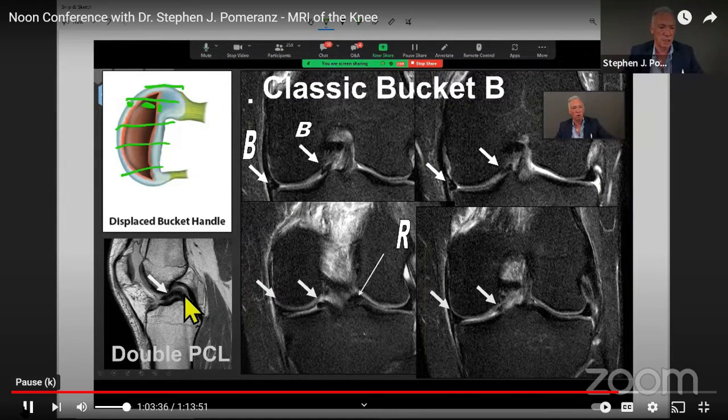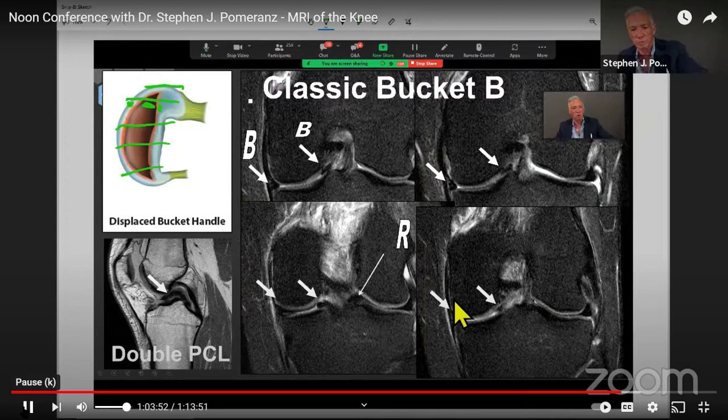We see the double PCL sign of a bucket handle tear. We'll see how we get there in a moment. We have fragment. We have a hole. We have fragment. We have fragment. We have a hole, and we have fragment. We have fragment, a hole, and fragment, and the same thing here.